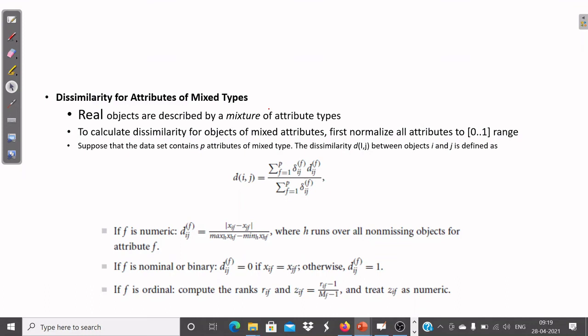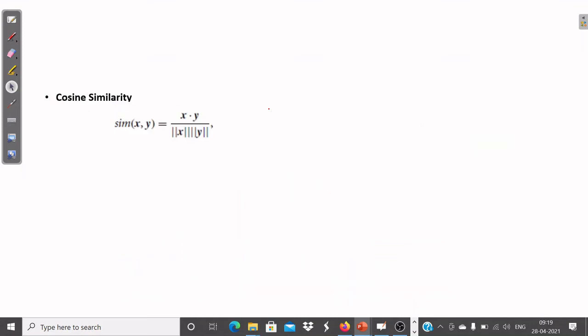Okay, so these are different distance measures. Now we look at the commonly used similarity measure. Cosine similarity, I think many of you must be familiar with this also.